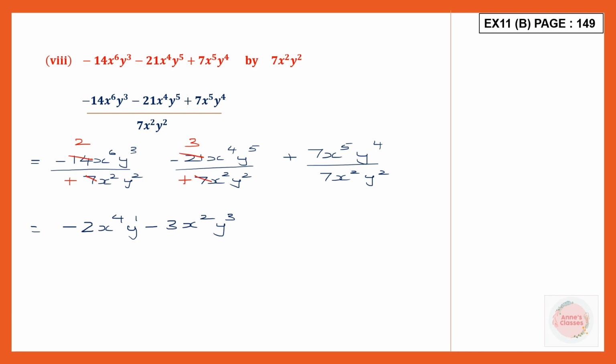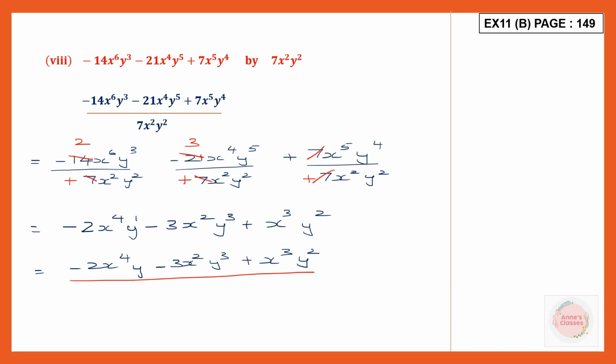Next one here again we have a plus sign here. So when signs are the same, you put the same sign there, isn't it? Plus into plus is plus. Now cancel the numbers. So 7 and 7 will get cancelled. X to the power of 5 minus 2 will make it x to the power of 3. Then the next one is y to the power of 4 minus 2 is y to the power of 2. So we have our final answer here. That is minus 2 x to the power of 4 y minus 3 x square y cubed plus x cubed y square. This is our final answer.